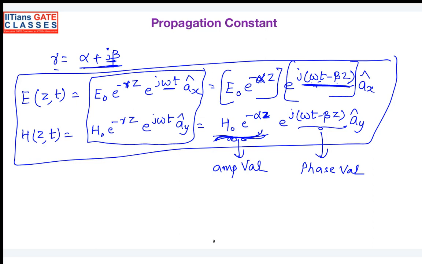Sir, is there any particular reason why we put E of z comma t, z first and t second? No, nothing else is there. It's not like that. The only thing was, when any wave is propagating in space, we always want attenuation and phase, right? We used to verify that.